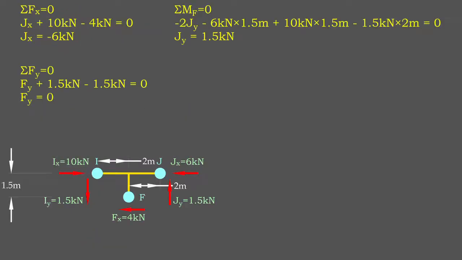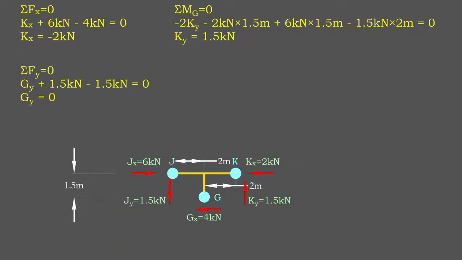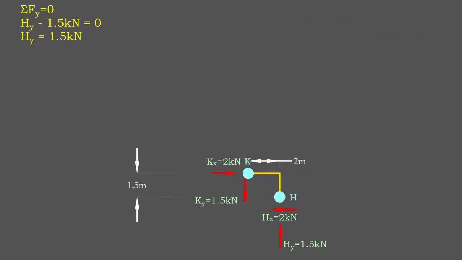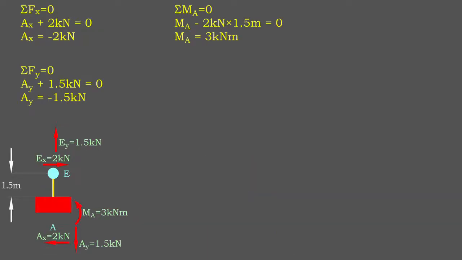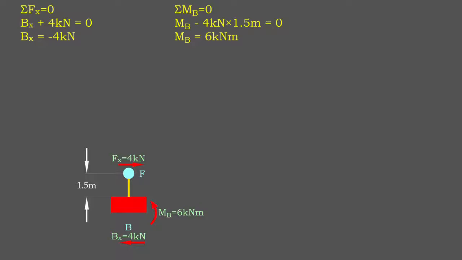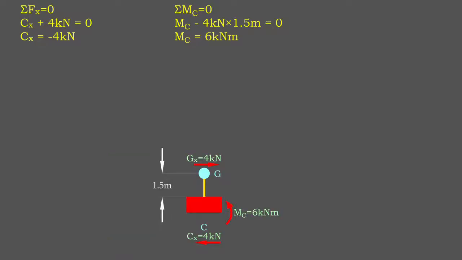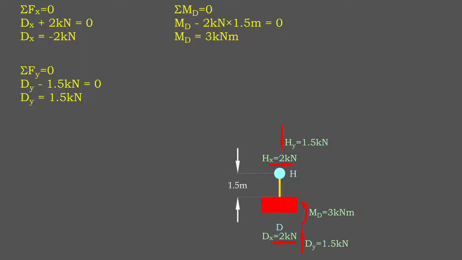After we solve for the first part, we proceed to the adjacent part and carry over the hinge I forces. The number of unknown forces remains 3, and they can all be calculated using equilibrium equations. The process continues until we solve for the entire frame.